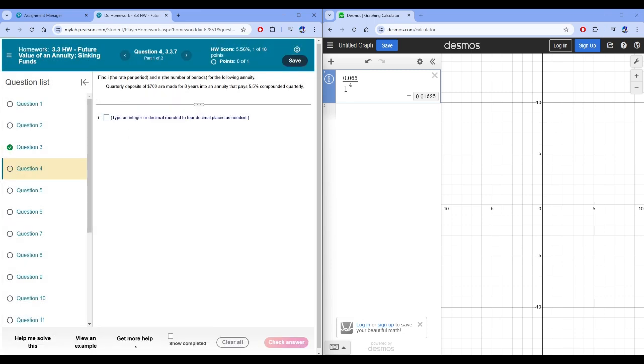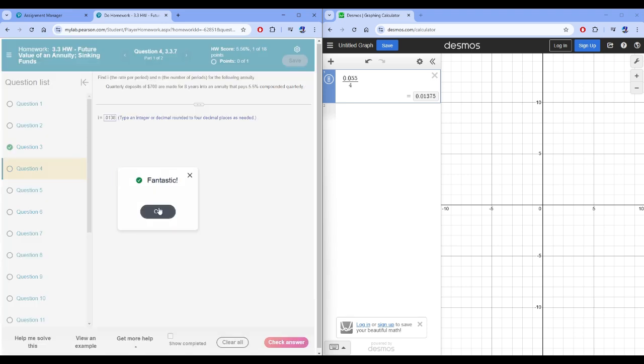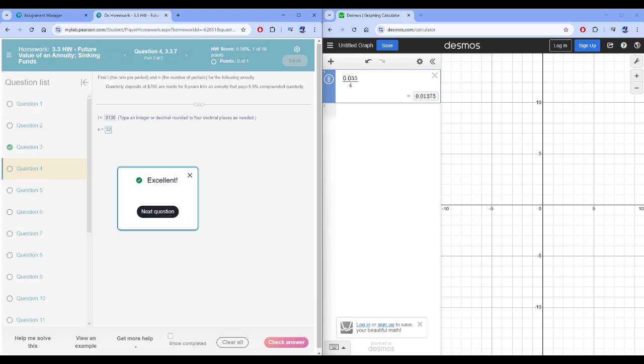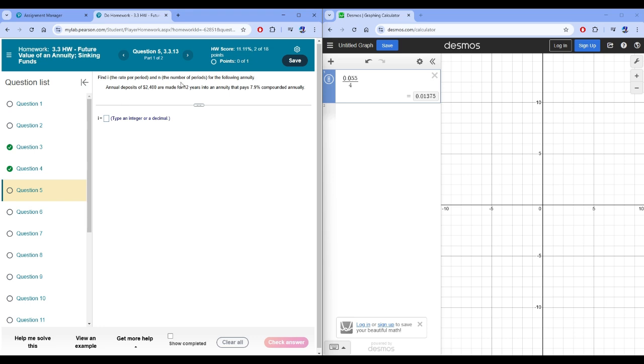Alright, so here you're going to take that 5.5 divided by quarterly, same exact thing. So this one's going to be 0.055 divided by 4, which should be 0.0138. And then here, 8 times 4 is 32 payments. Okay, moving on. Same exact thing here, 7%, annuity, cool.